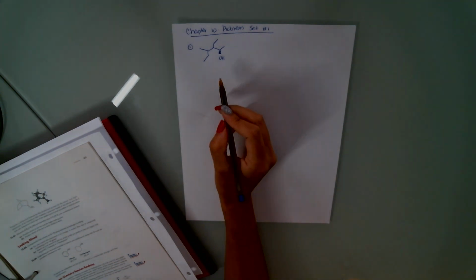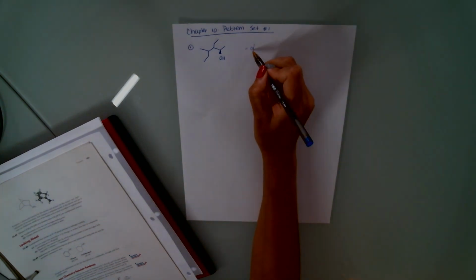Let's take a look at the first problem for chapter 10, problem set number 1. You had to name the following compounds. Let's start with this one. When you have an alcohol, then you know that you will end the name with OL.